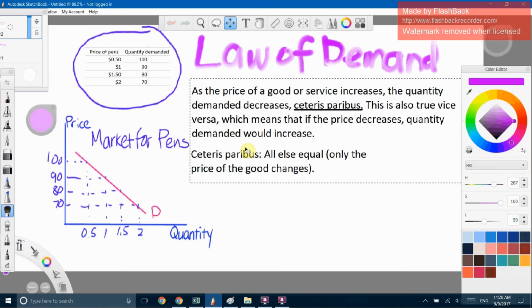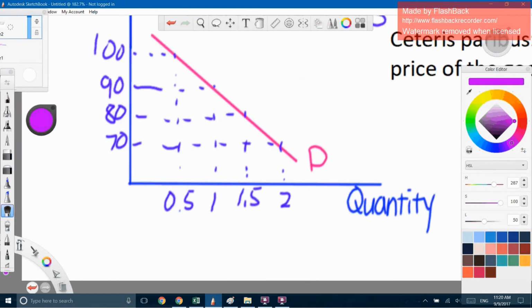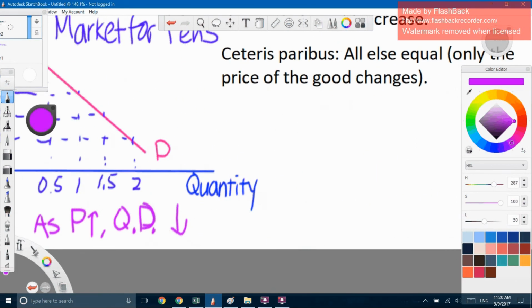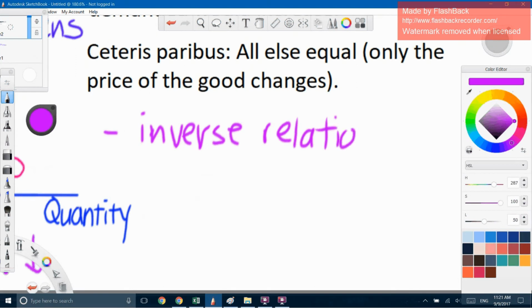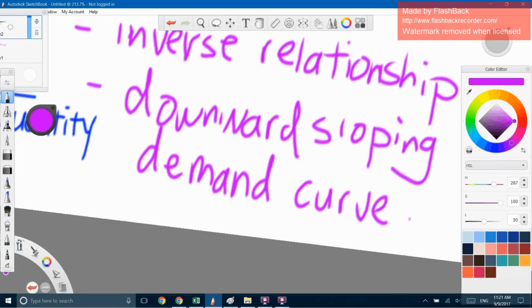So now let's talk about the law of demand, which states that as the price of a good or service increases, the quantity demanded decreases, ceteris paribus. Ceteris paribus means all else equal, so only the price of the good changes and nothing else does. This is also true vice versa, which means that if the price decreases, then the quantity demanded also increases. And there's an inverse relationship, and this is why the demand curve is downward sloping.